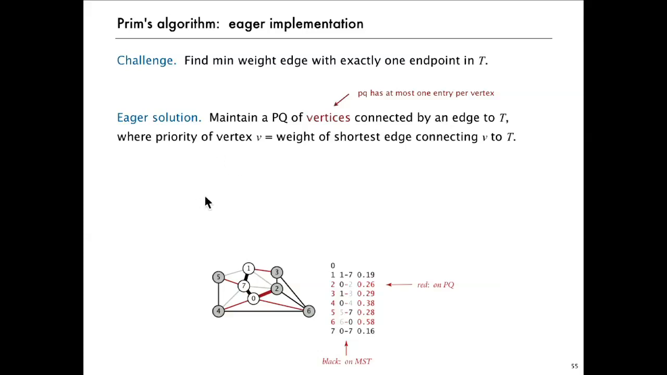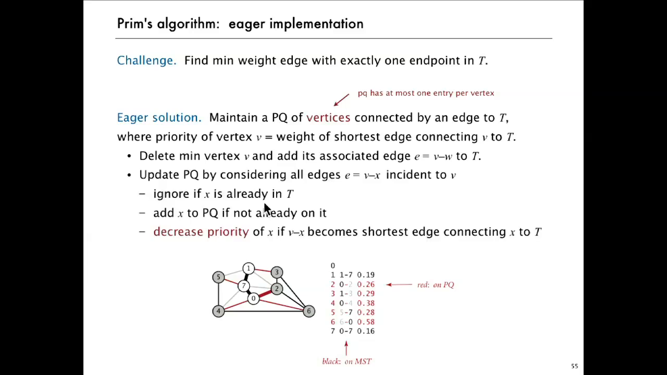That's what we're going to want at any time during the execution of the algorithm. We're going to want the vertices that are connected to the tree by one edge, and we're going to know the shortest edge connecting that vertex to the tree. So then the algorithm is, again, delete the minimum vertex, and it's got an associated edge that connects it to the tree, and we put that one on the tree. And then we have to update the priority queue.